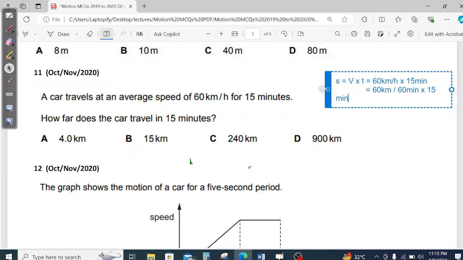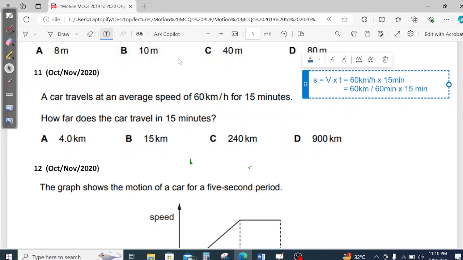Now what to do now? Remember, here I will simplify it. 15 4s are 60, and 4 1s are 4, 4 5s are 20. You will get 15 kilometer distance traveled by the object. Is it clear? Now next, question number 12.